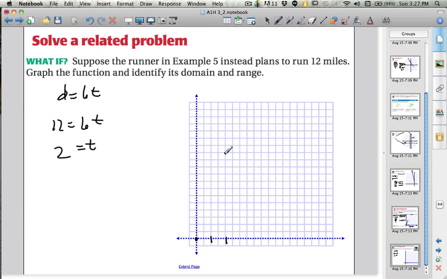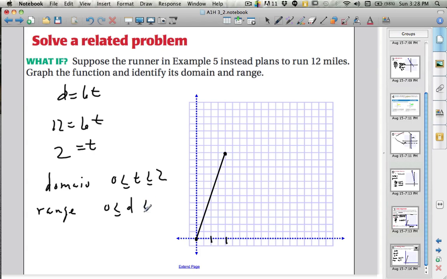So what this changed is it changed the domain and it changed the range, which is typical. Normally, if my domain changes, my range changes as well. Not always, but normally. So now my domain is that my time is greater than or equal to 0 and less than or equal to 2 hours, and my range is that my distance is greater than or equal to 0 and less than or equal to 12 miles. Okay, and that's section 3.2.